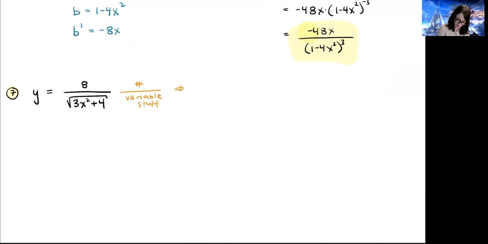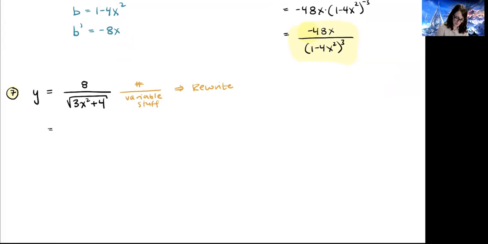So in this case, we've got a number over variable stuff. So we want to rewrite to use the chain rule. So pause this and rewrite this as a general power rule situation, and check back in with me when you're done.